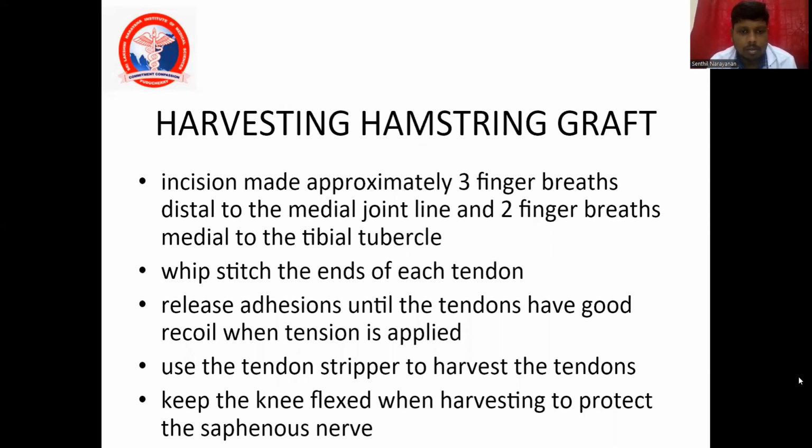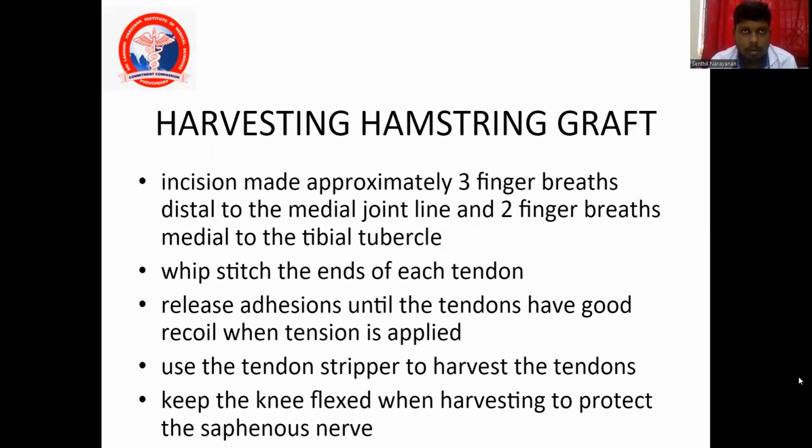So you take that graft with the graft harvester, you release the graft, and with the rib stitch, you stitch the ends of each tendon. Release adhesions until the tendons have a good recoil. When tension is applied, you use the tendon stripper to harvest the tendons, and keep the knee flexed while harvesting to protect the saphenous nerve, which runs in close contact with the graft near the adductor tubercle.